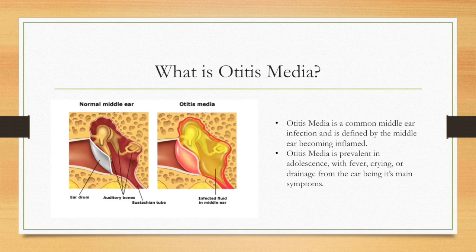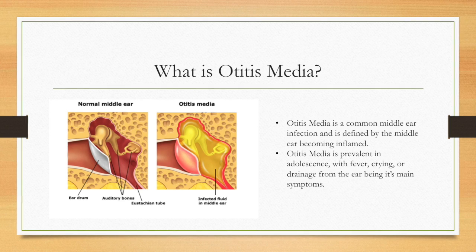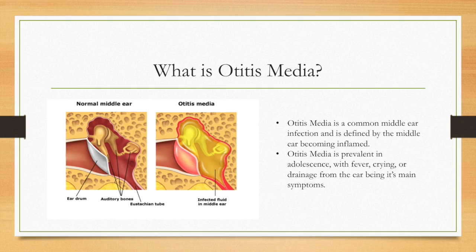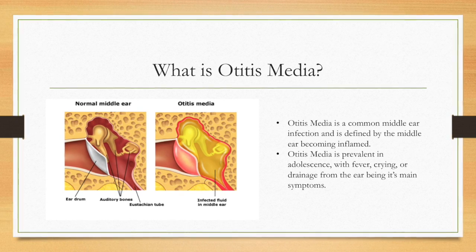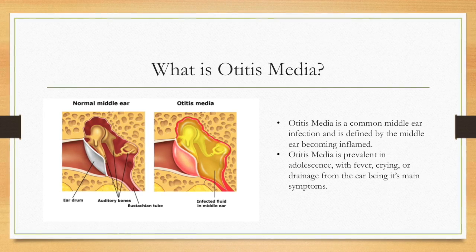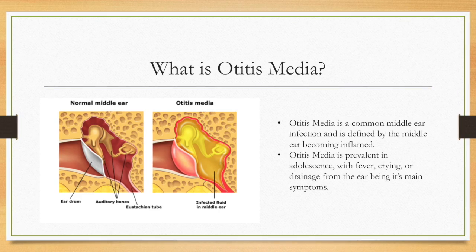Otitis media is a common middle ear infection. It's marked by the middle ear becoming inflamed and is a prevailing disorder during adolescence. As you see in the picture, the difference between otitis media and a normal middle ear is the infected fluid around the ossicles. 3/4 of children will experience at least one episode of otitis media by the age of 3, which leads to a temporary hearing loss for the affected child.